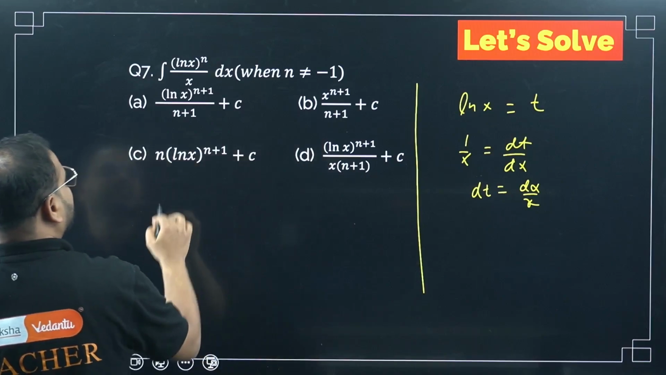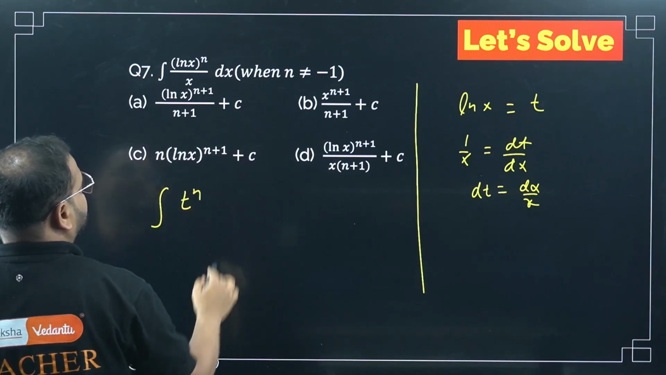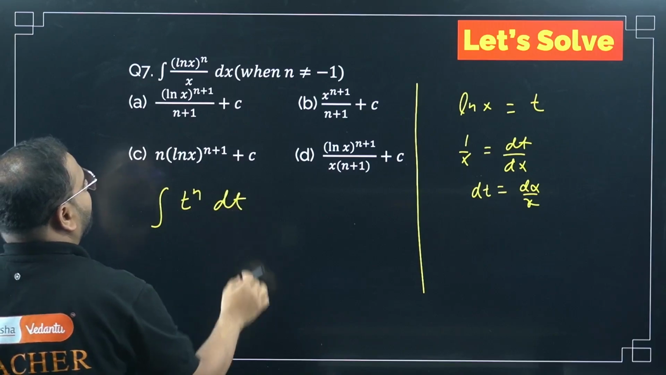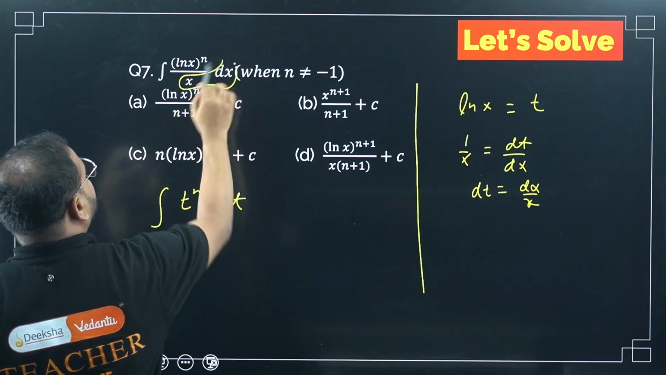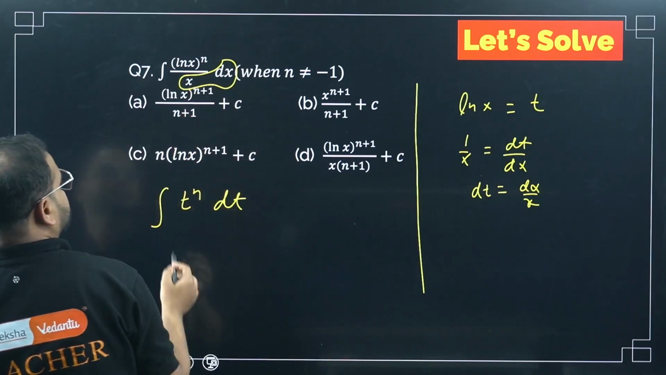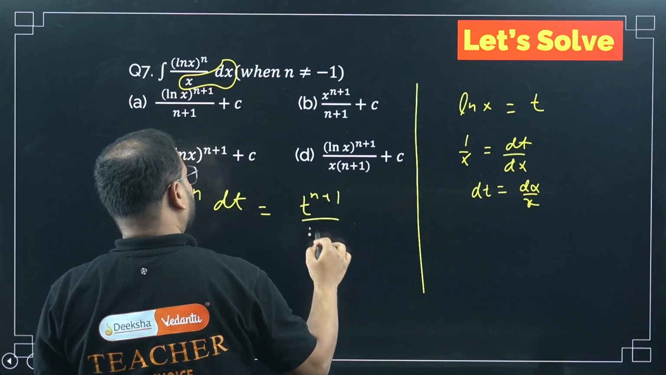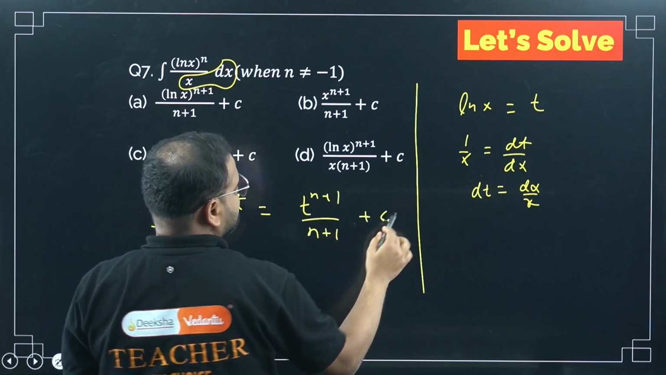You'll get over here as integration of t power n dt. Why? Because dx by x will make dt from here, and this is t. So what is going to be? t power n plus 1 upon n plus 1 plus c.